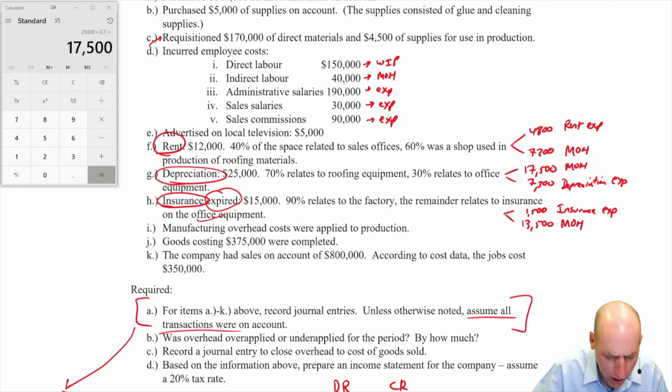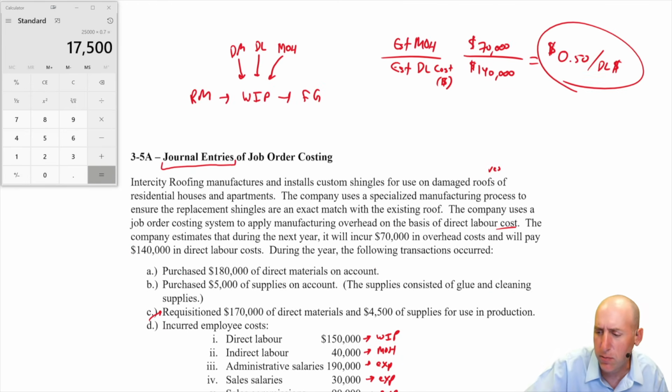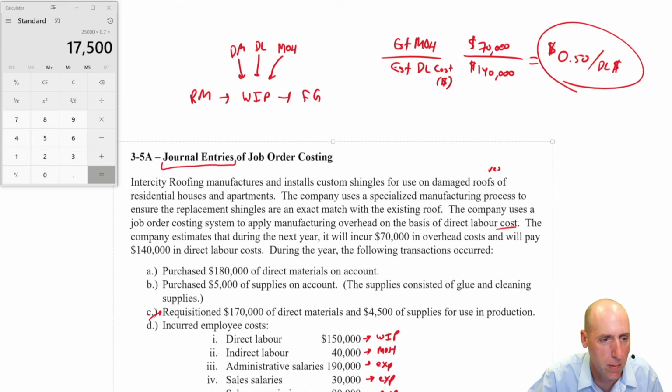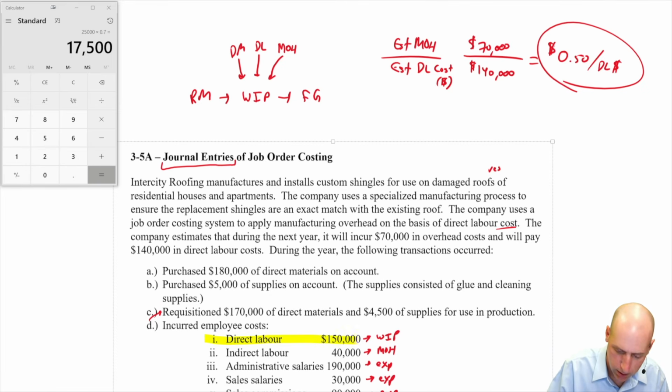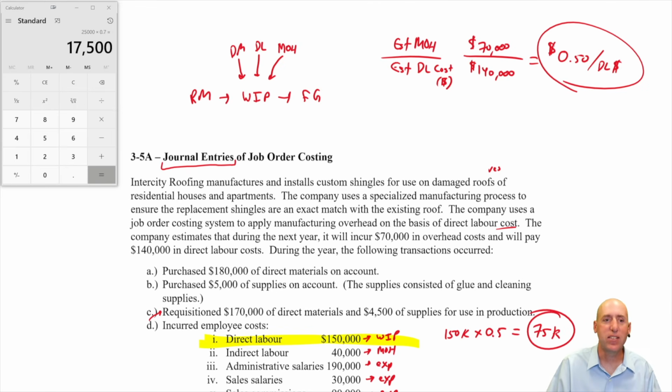So how did we promise to estimate our overhead? We said it was 50 cents for every direct labor dollar. For every dollar I spend on labor, I expect to spend 50 cents on overhead. How many dollars did I spend on labor? Well, it's given right here. I spent $150,000 on labor. Okay, well, what does that mean for our overhead? It means we spent 150K times 0.5, and I get 75K. That's my estimate for overhead.